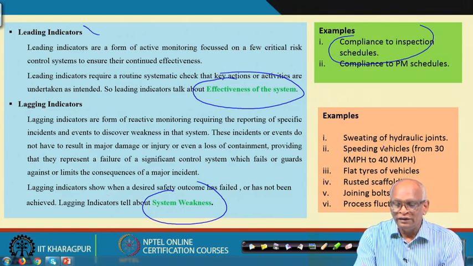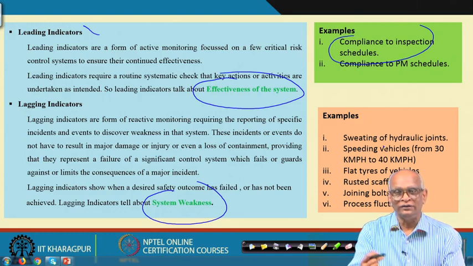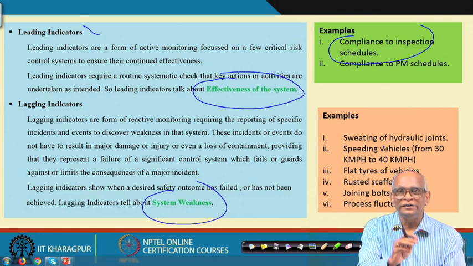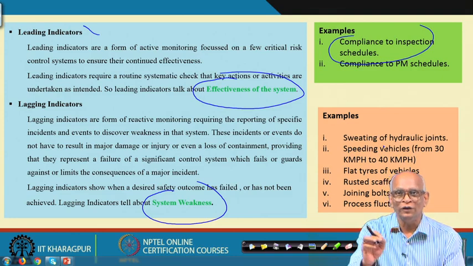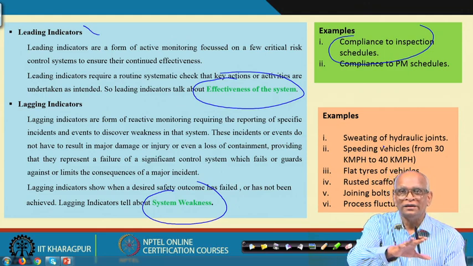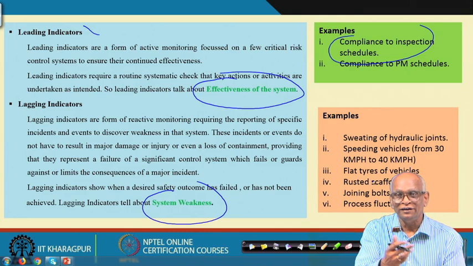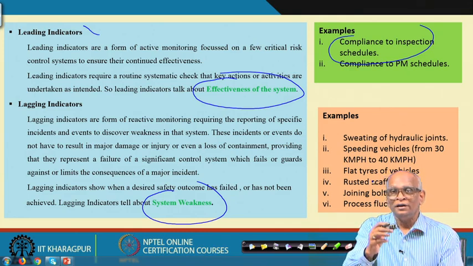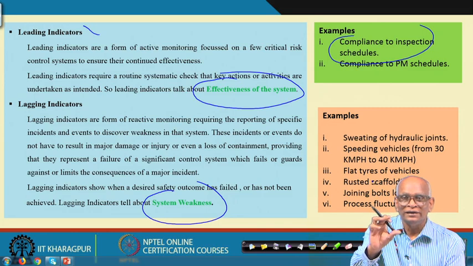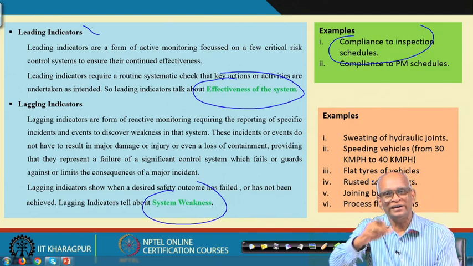What are the examples? Total failure of a hydraulic joint is the deterioration, but the sweating of the hydraulic joint, a small leakage, is a lagging indicator. If the speed limit is 30 to 40 kilometers and somebody is going 41, it is a lagging indicator. A flat tire is a lagging indicator of the condition of the vehicle. Rusting on the scaffoldings will lead to failure, but the rusting itself is a lagging indicator. Once you see the rusting, if you take action, the scaffolding will not fail.